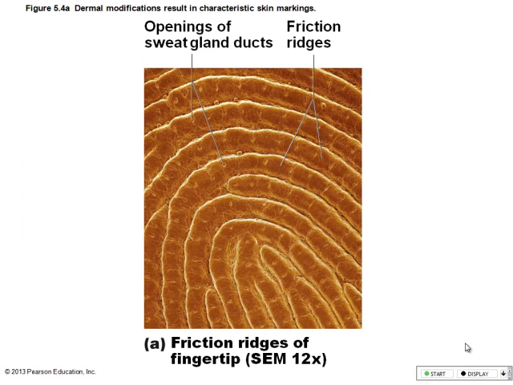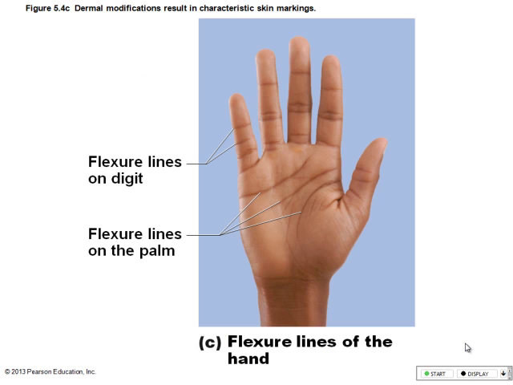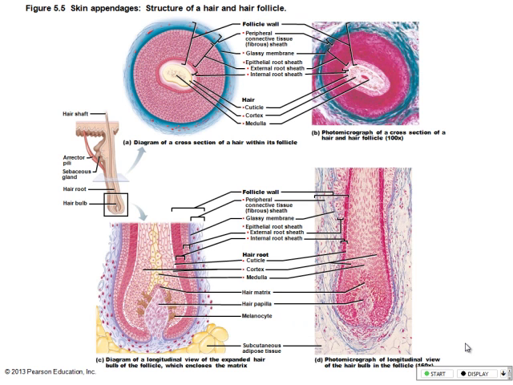Now, in some areas of your skin, some of the other parts of your dermis are going to secrete product out to the surface of your skin. And we see here sweat glands, and we'll also talk about other glands like sudoriferous glands. So where I get a lot of bending, I'm going to see lines more pronounced. Those are called flexure lines. And then, of course, our dermatoglyphics in our fingers.